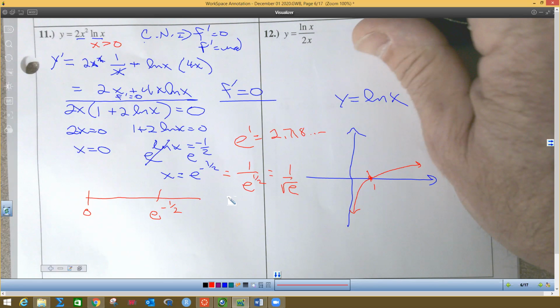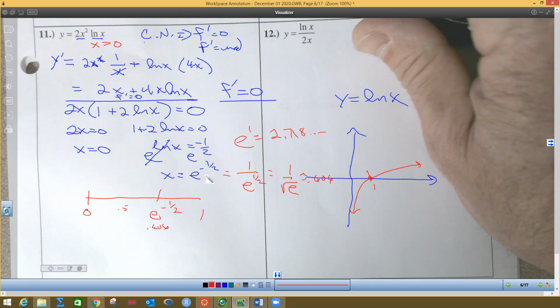And it comes out to be about 0.6. It's about 0.606 on my calculator. So that means I need to pick a number between 0 and about 0.606. So I'm going to pick a half. I'm going to pick 0.5. Then I'm going to come over here and pick a number greater than this. I'm just going to pick 1. And I want to know what the signs are.